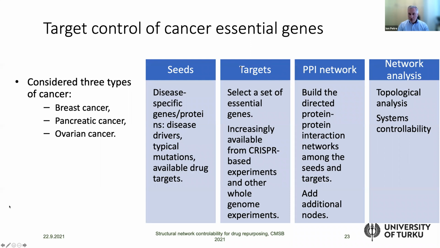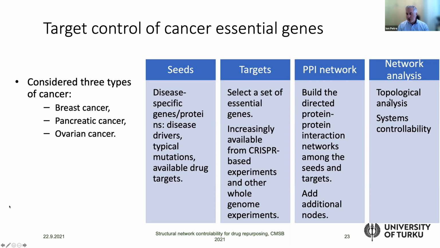And then for each one of these diseases, we would have the targets. These would be the set of survivability essential genes specific to this cancer, and in fact, we found even specific to certain cell lines that we were studying. These are coming from CRISPR-based experiments. And then we built the directed protein-protein interaction network around these seeds and these targets. And then we did the network analysis.